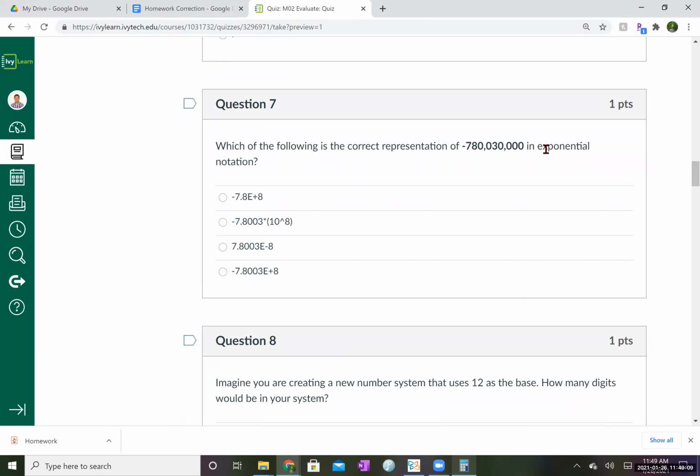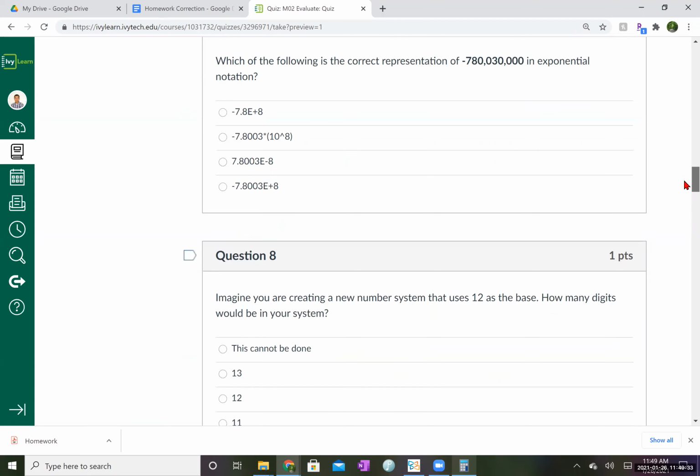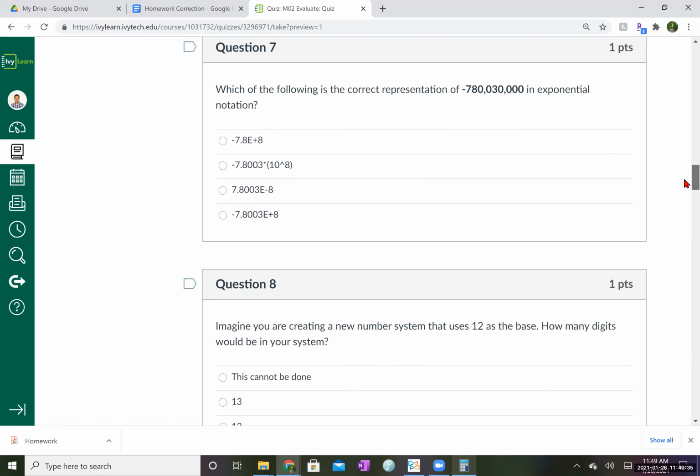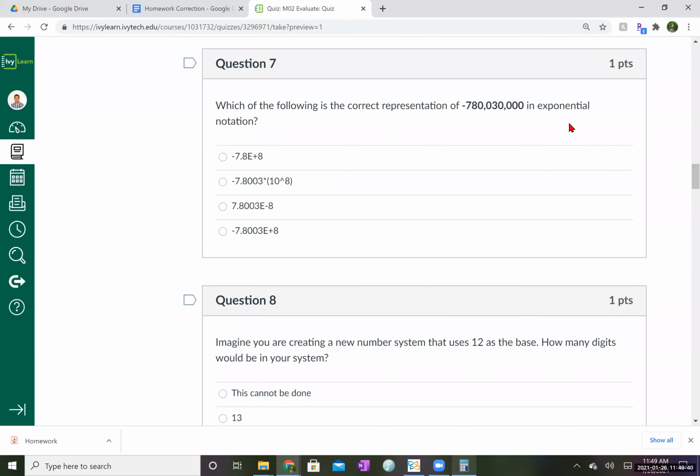This one, if you work in the exponential notation, right? So we have to keep the point here. And you know that whenever you move left, you must have the positive number here, right? So we see we have 1, 2, 3, 4, 5, 6, 7, 8. That's why this one is the correct one. Oh, exponential, right? Exponential, yeah.